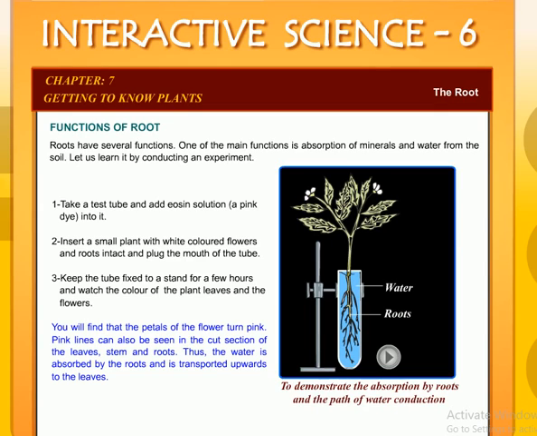1. Take a test tube and add eosin solution, a pink dye, into it. 2. Insert a small plant with white-colored flowers and roots intact and plug the mouth of the tube. 3. Keep the tube fixed to a stand for a few hours and watch the color of the plant leaves and the flowers. You will find that the petals of the flower turn pink. Pink lines can also be seen in the cut section of the leaves, stem and roots. Thus, the water is absorbed by the roots and is transported upwards to the leaves.